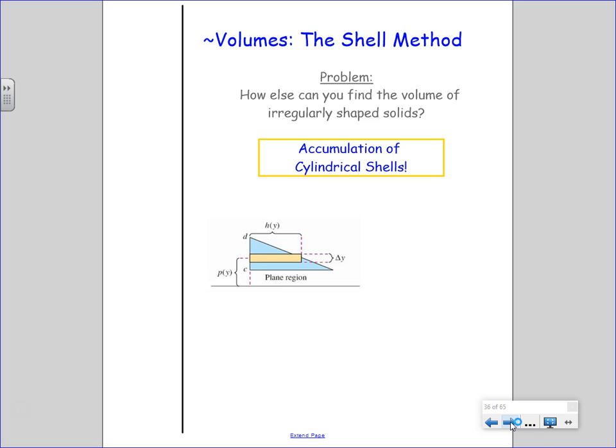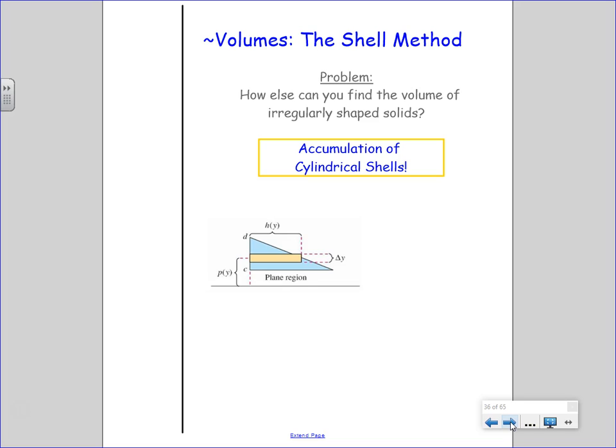Okay, what's the difference between shells and what we've been doing with cross-sectional areas? Cross-sectional areas, we were taking a slice. This one, I like it, onion. It's a slice, but a different kind of slice, right?